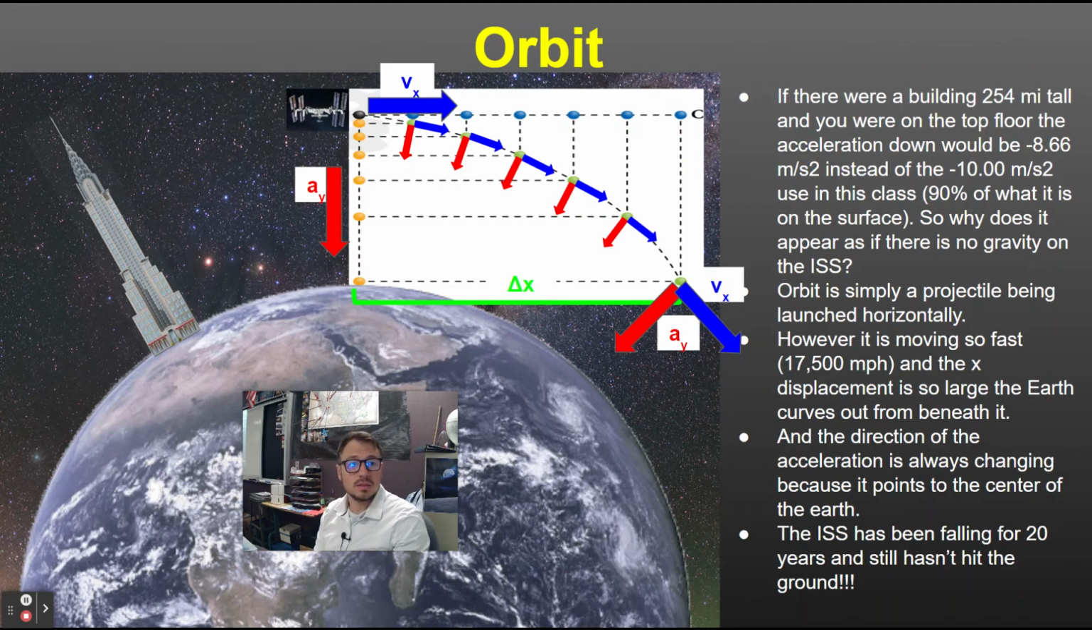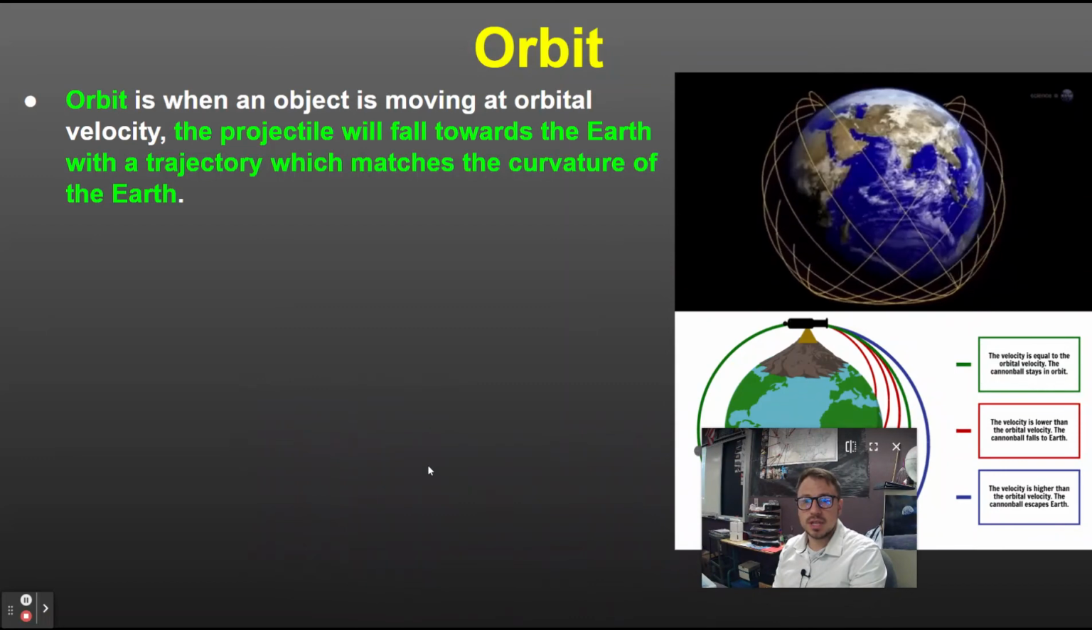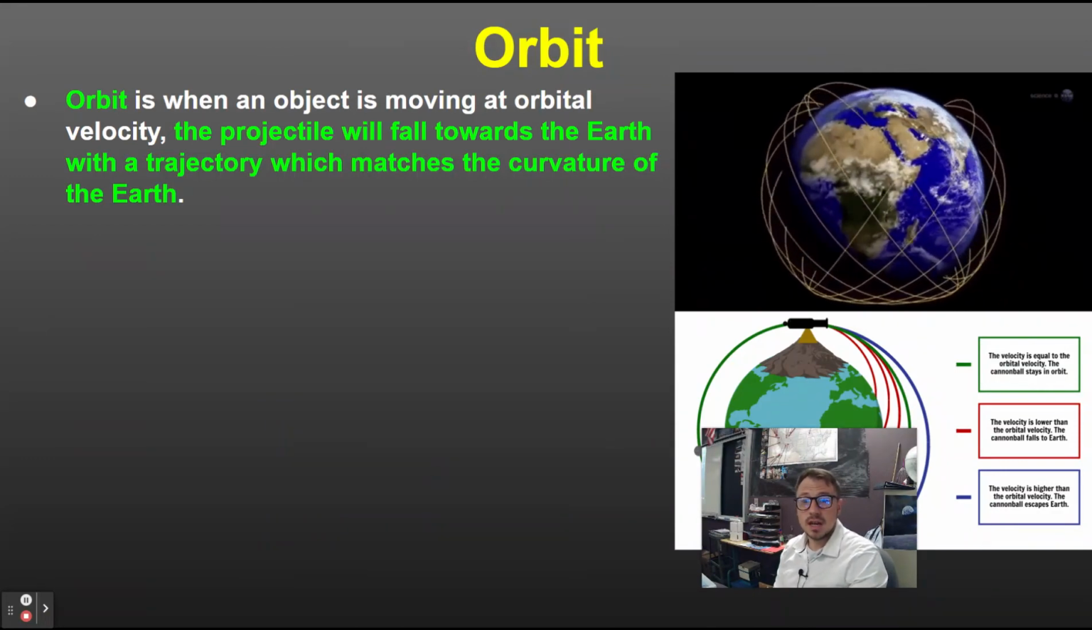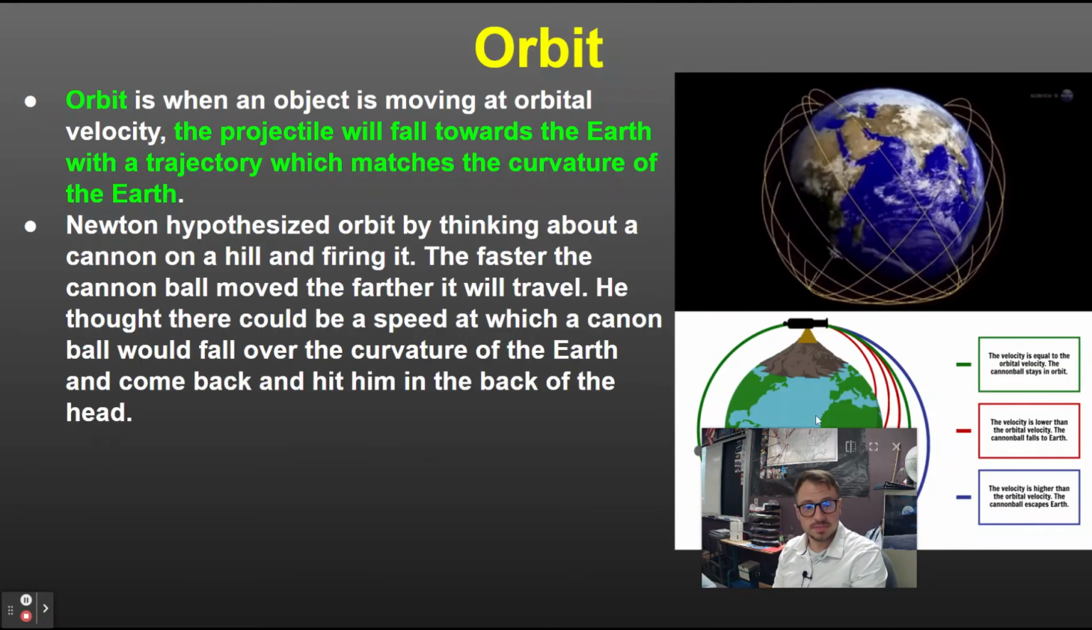So yes, if you were that tall, if you were that high up, 254 miles in a building, you would feel pretty much normal. That might feel a little bit lighter. If something falls off a desk, you would notice it falls a little bit slower, but you would see that International Space Station zip by every 90 minutes because it's just horizontally moving over the curvature of the Earth. So orbit is when a projectile is moving at orbital velocity. The projectile will fall towards Earth with a trajectory which matches the curvature of the Earth.